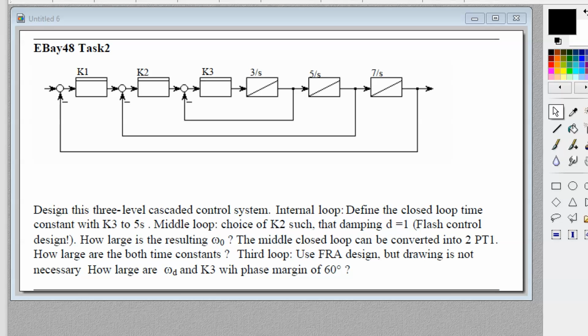Okay, let's do an exercise. That is the same exercise you can find in the student paper RT-Script. That was an old examination task many years ago, which is three cascaded loops with three integrators. You see the process, the original process, has three integrators.